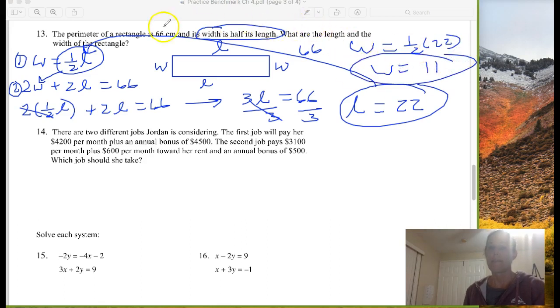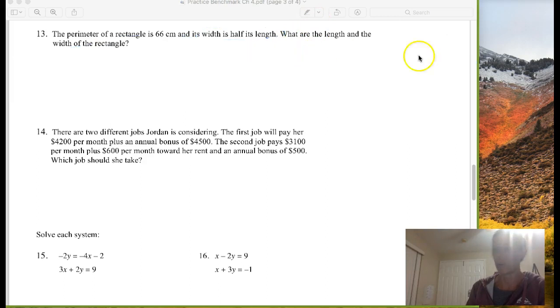Okay. And do we have that in centimeters? Yeah, it's in centimeters. So I have my width, I have my length, and I've solved it. If you want to make sure this works, you can plug it in and just make sure 11 plus 11, and then 22 plus 22 does equal 66. And then you know I've done it correctly. So check it.